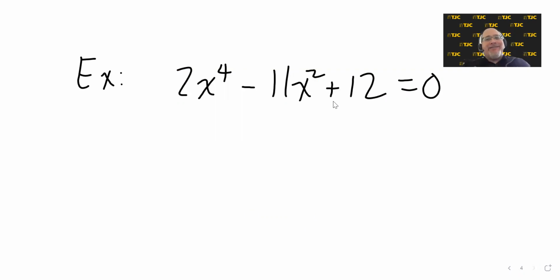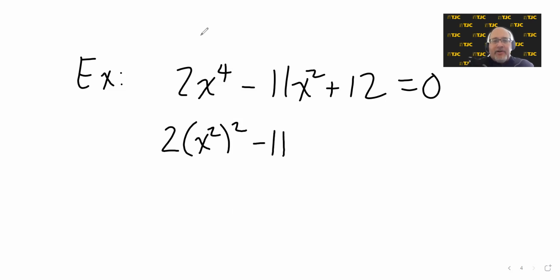But what actually makes something in quadratic form is if there's a repeated expression and one power is twice the other. In this case, the repeated expression is x and one power is twice the other. Now, why does having one power twice the other matter? Well, because if one power is twice the other, then you can write the larger power as the square of the smaller power. X squared squared is x to the fourth. And I'm going to leave this x squared alone.